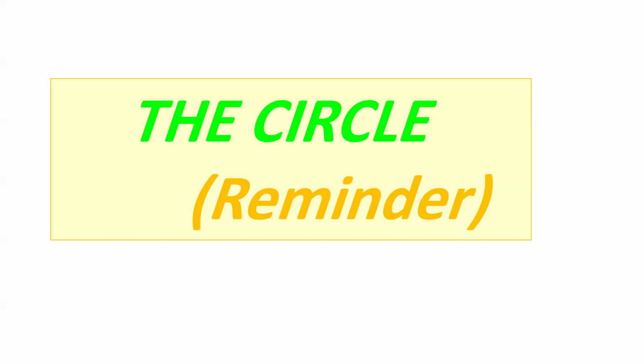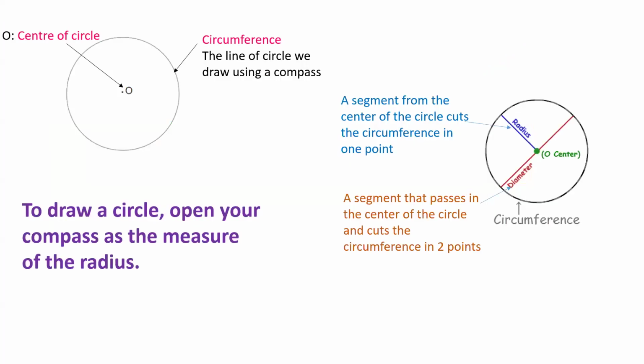Also in this lesson, I want to remind you about the circle we studied before. We know that in each circle, we have this line, which we draw in a circle. We call it the circumference, which is the line of the circle. We draw it using a compass. And after drawing the circle, the point where we put our compass, we call the center of the circle.